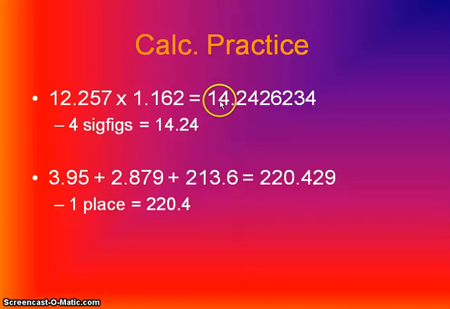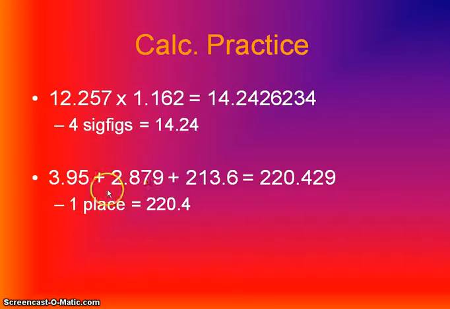So when we look at our calculator, we would take 14.24. And this would be the rounded value. Now since 2 is below 5, we would leave it as 4. If this were 5 or above, then we would round that up to 0.25.